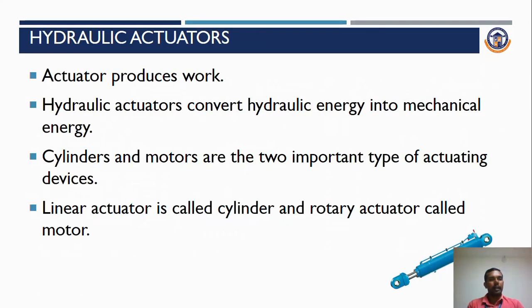Next one is the hydraulic actuator. Actuators produce work. They convert hydraulic energy into mechanical energy. They are classified into two important types of actuating device. One is the cylinder, another is the motor. The linear actuator is called a cylinder, and the rotary actuator is called a motor.